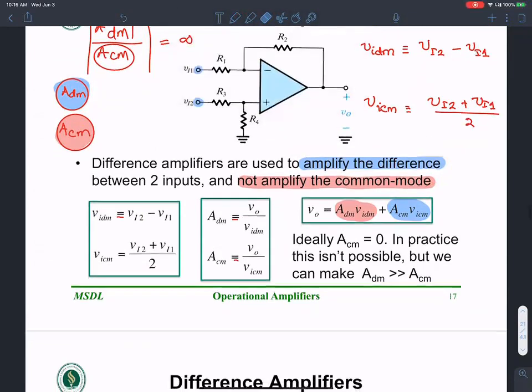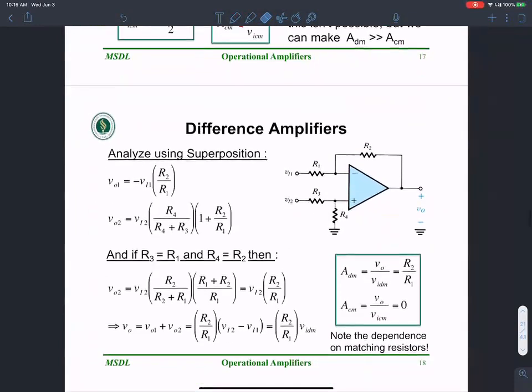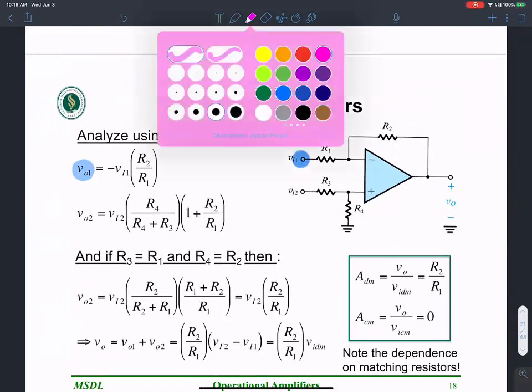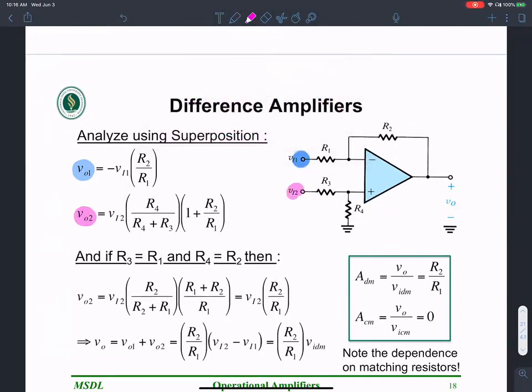Okay, so let's see differential amplifiers. Let's quickly analyze this using superposition. Let's simply look at the value of the output V output 1, that is the result of simply V input 1. Then we look at the value of the output 2 as a result of V input 2, and then we add them. The overall V output is the sum of V output 1, that is the result of input 1 in the absence of V input 2, and V output 2. So the sum of these two terms.